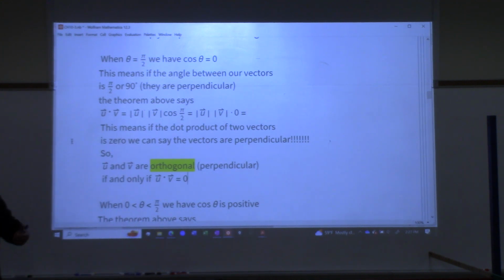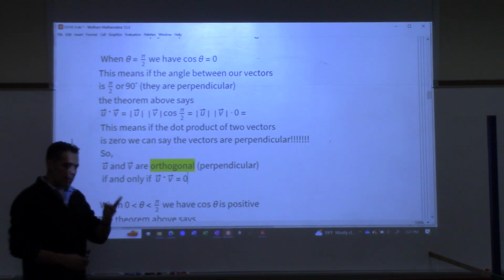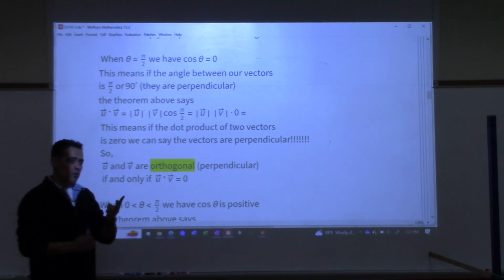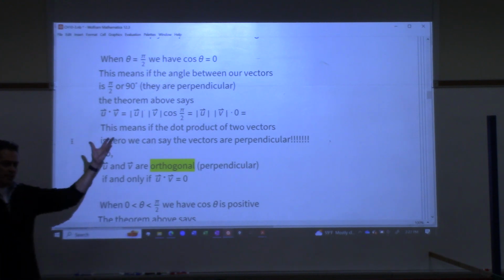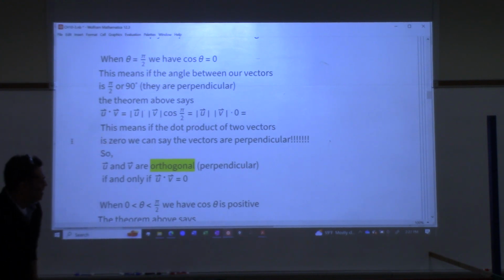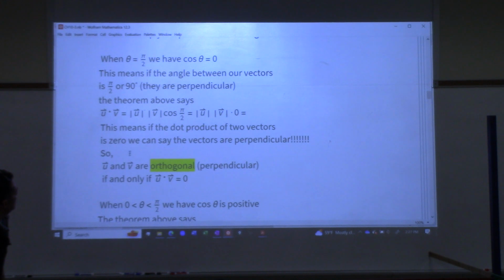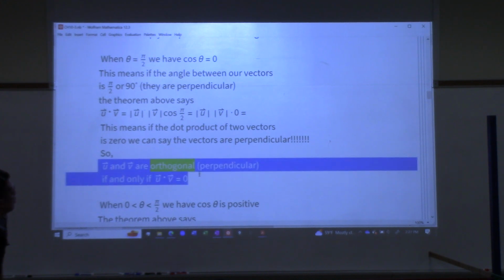So when I was talking about orthonormal basis, I said i, j, k are an orthonormal basis. Ortho: perpendicular. Normal: unit length. Basis: they span the space. So it's just another word. Two vectors are orthogonal if and only if their dot product is 0.